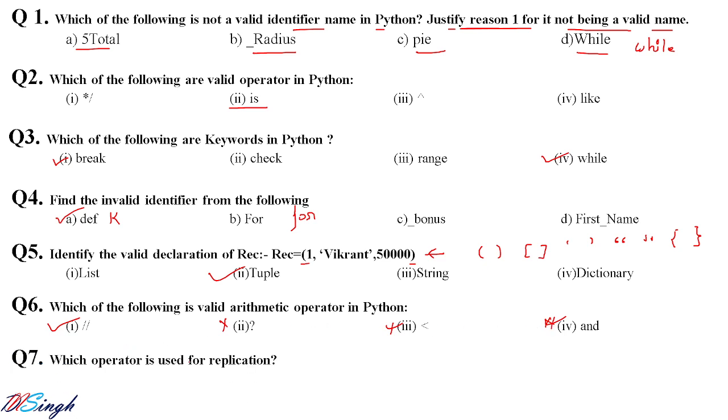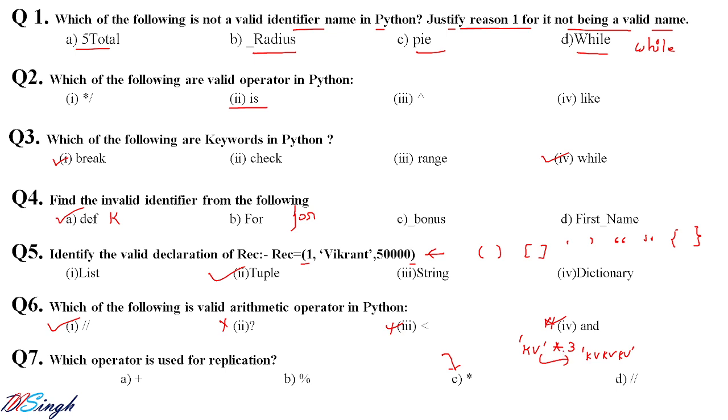Question number 7, which operator is used for replication? Replication is related to sequence replication. So this star can be called the replication operator. Like if you write kb and star 3, it is going to replicate kb 3 times: kb, kb, kb. So this is called what?